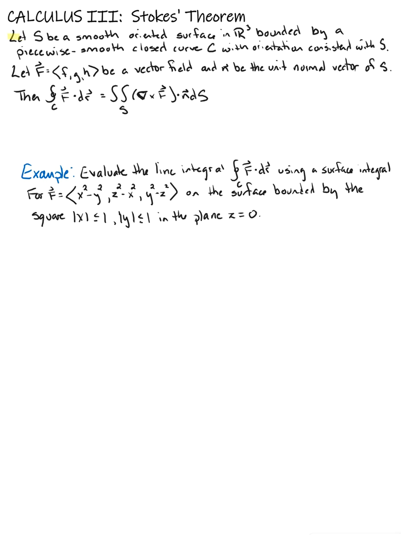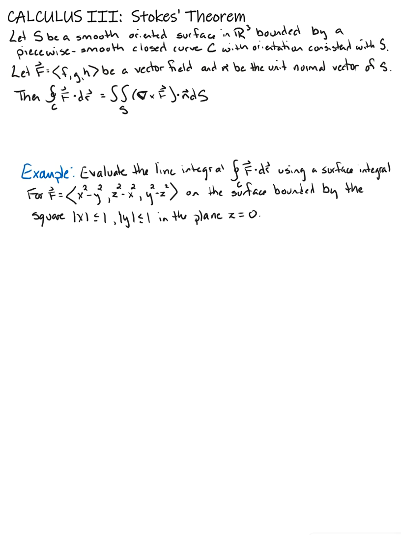To begin with, we'll let S be a smooth oriented surface in R3 that's bounded by a piecewise smooth closed curve C with orientation that's consistent with S. And we'll let F be a vector field with components F, G, and H, and N be the unit normal vector for that surface S. So our surface is S, it's bounded by the closed curve C, and now we have this vector field on S.